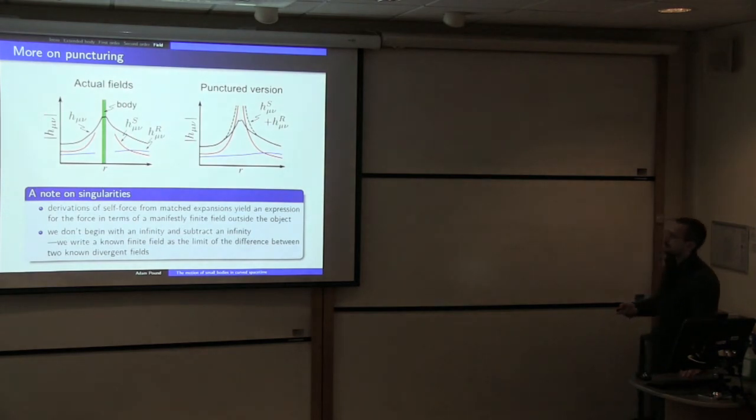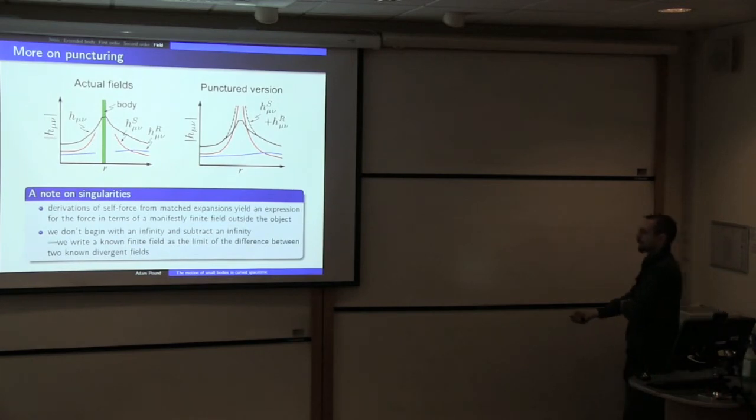Let me talk about that a little bit more. So here's basically the field as a function of distance. Here you've got some physical retarded field. You've defined a self field and a regular field in the buffer region and outside. Here I'm talking about a material body, so the field becomes finite inside the body. Then we replace that with the punctured version, where we just smoothly extend this across. That's the effective metric. And then the self field comes up into a divergent field. But you're not changing anything outside.